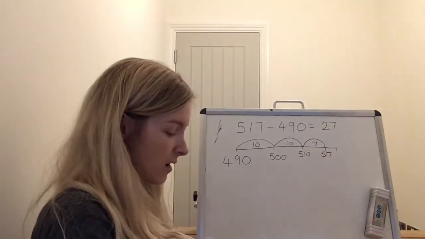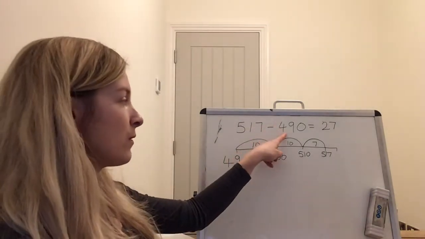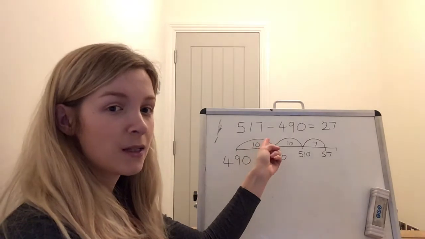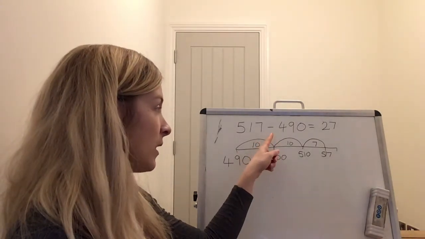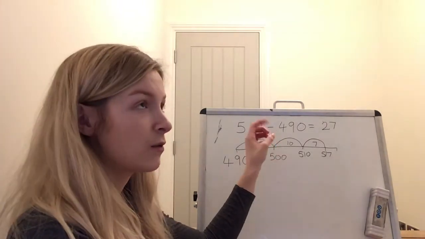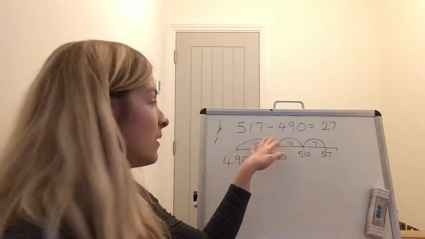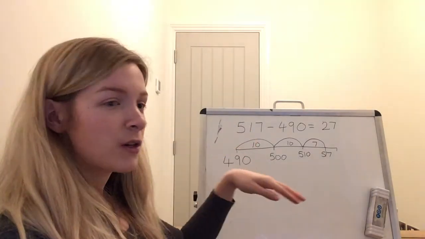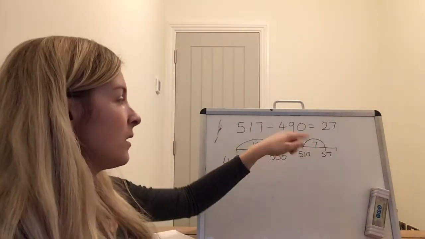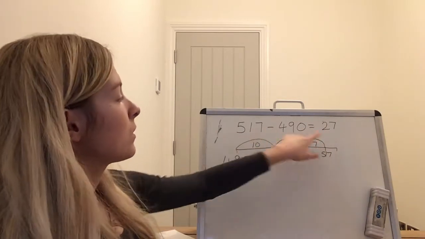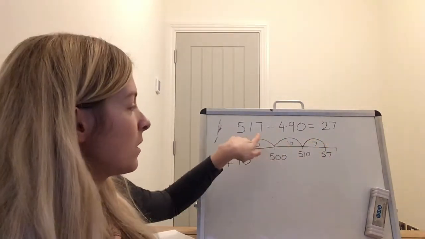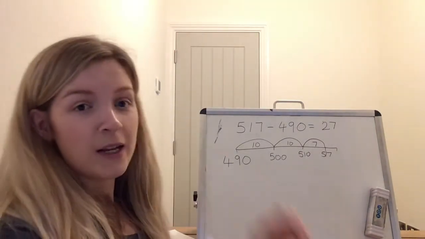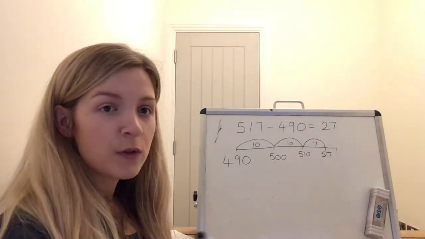Can you see how 517 take away 490 initially might have looked like quite a tricky sum to do? That's quite tricky. There aren't many of us that will be able to do that in our heads. I couldn't. So using a find the difference strategy is a very useful way to be able to find the answer to these more tricky questions. Okay, let's put one on the board for you to have a go at.